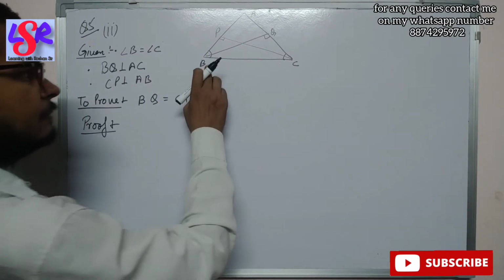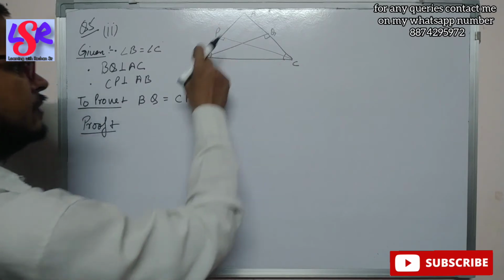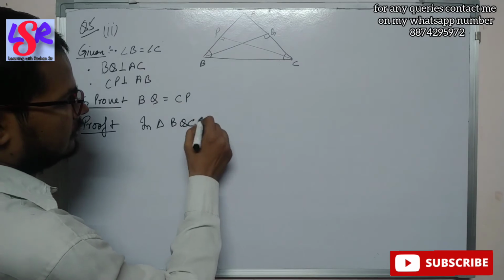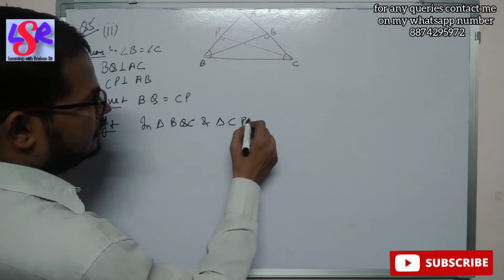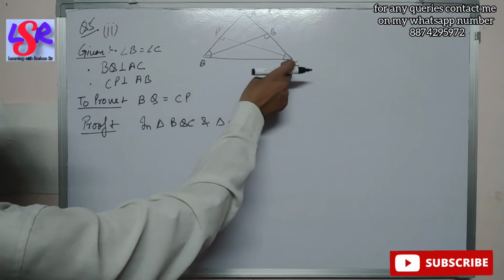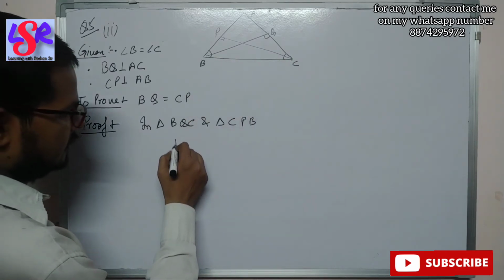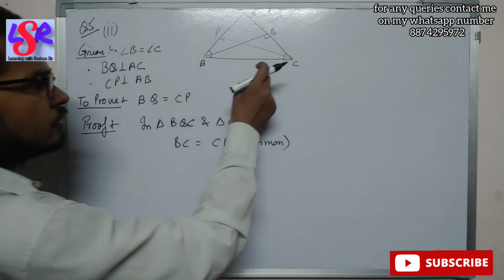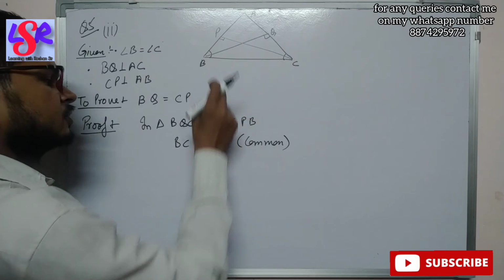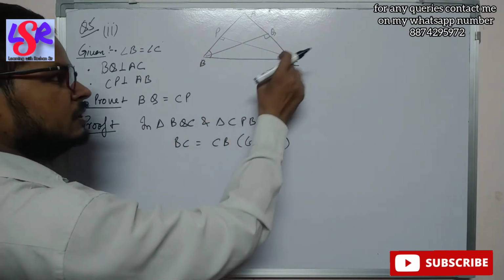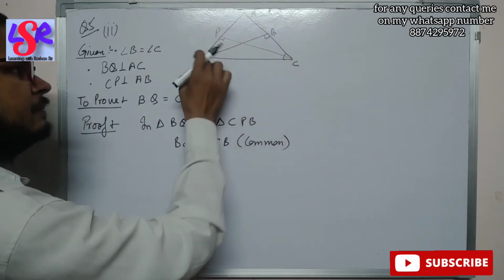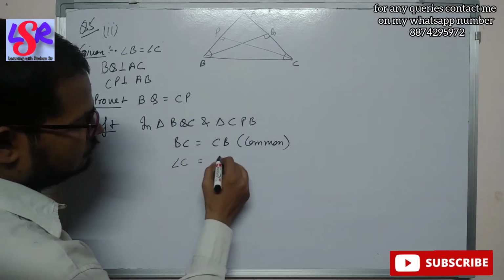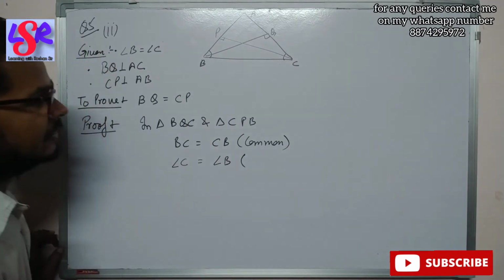So in triangle BQC and triangle CPB, here BC is common in both of the triangles. So BC equals CB, common. Now the next one is angle C equals angle B. So in triangle BQC, angle C is there. In triangle CPB, we have angle B. So angle C will be written over here equals angle B on this side. And that too has been given to us.